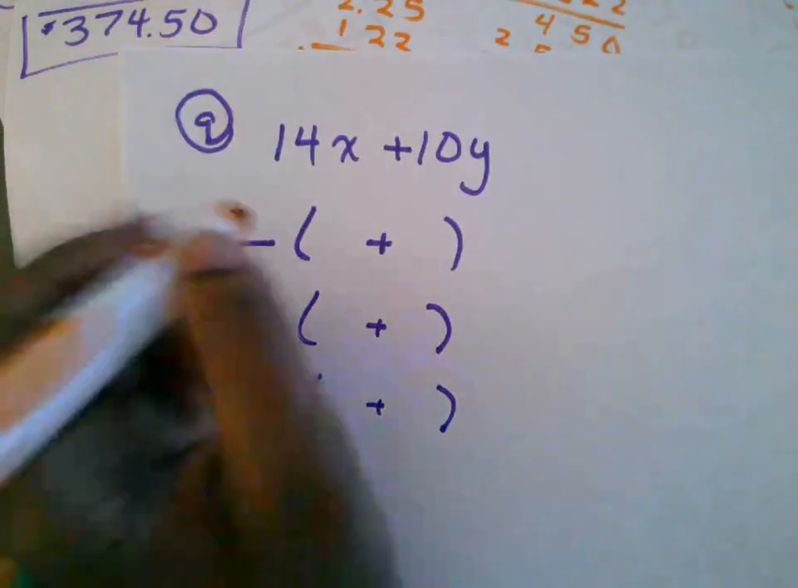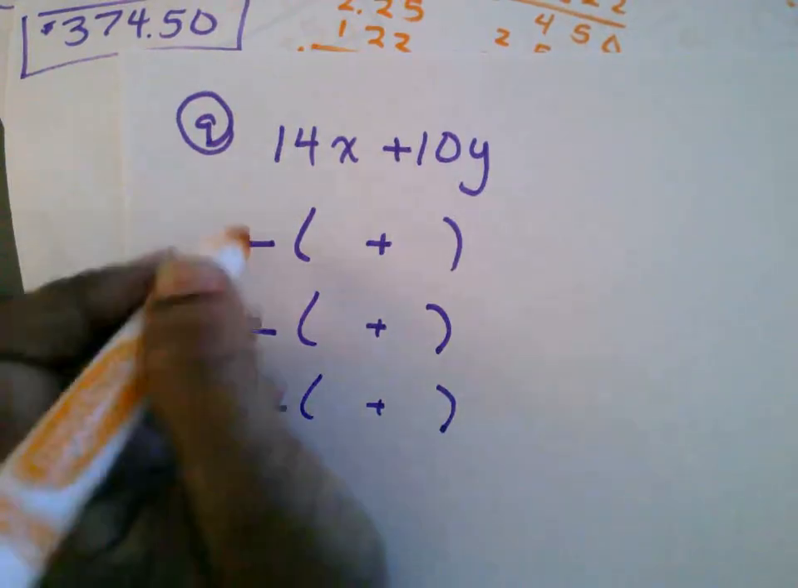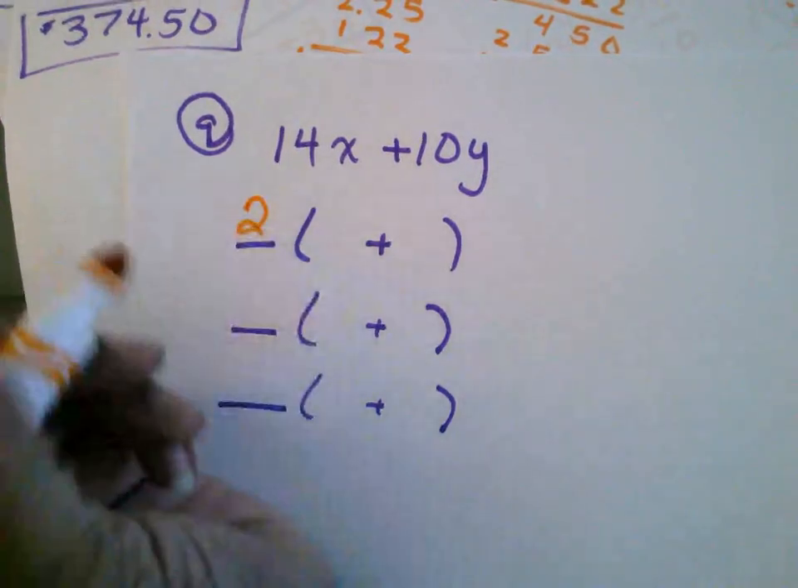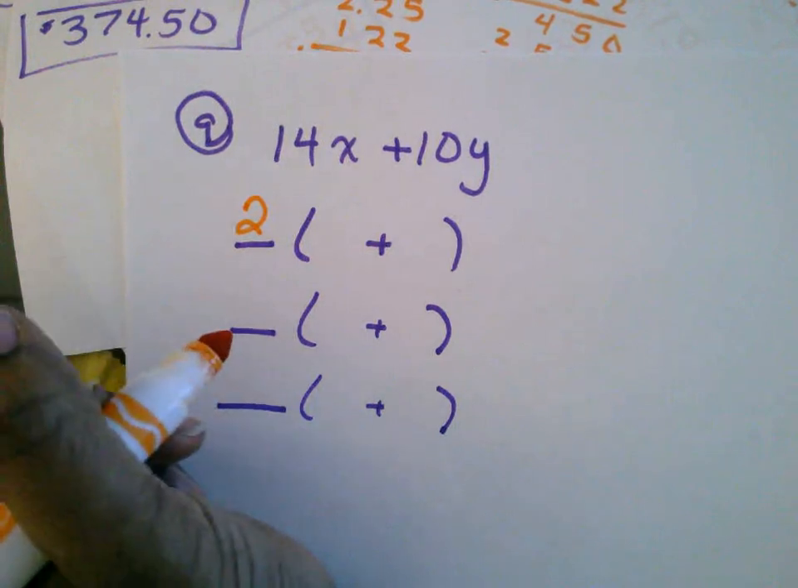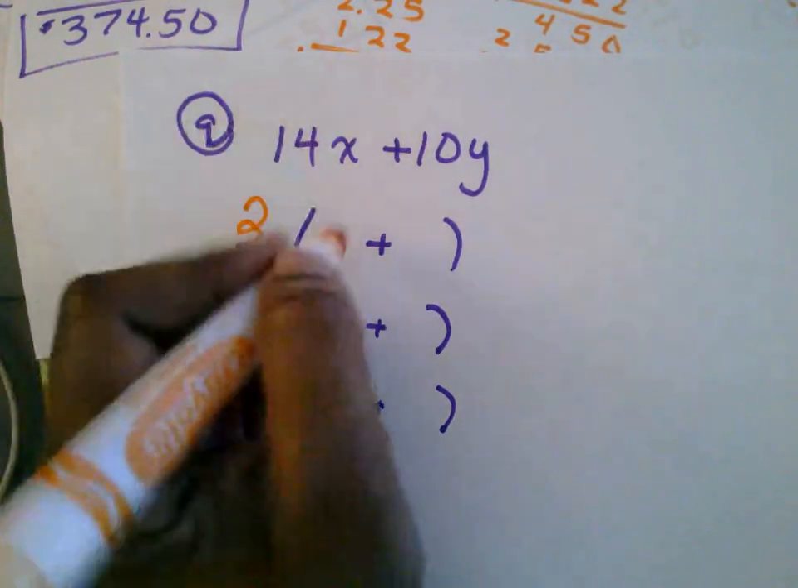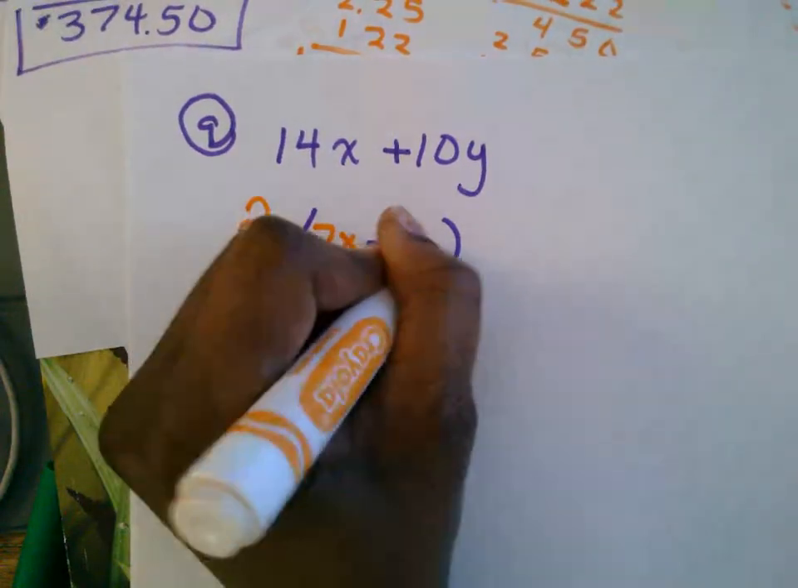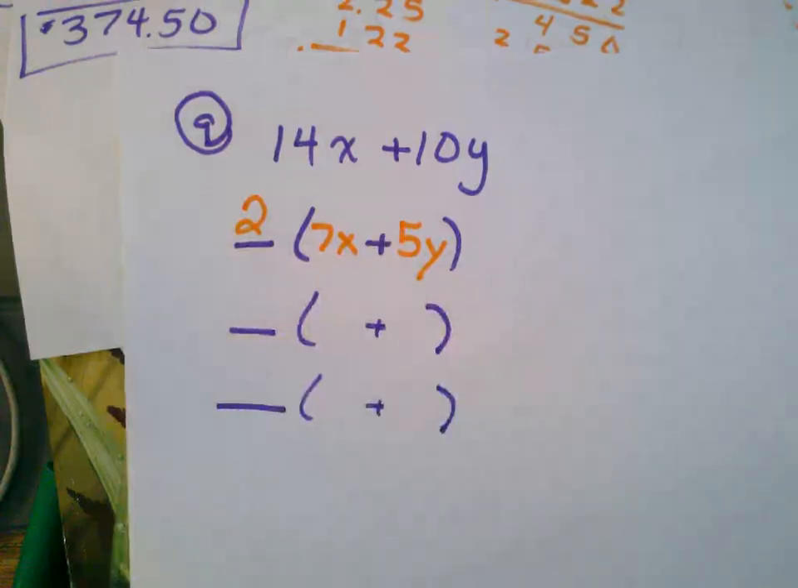All right, first one, let's divide by what number? I don't even know if we can get 2. Anything else though? We can't, huh? All right, so if we divide by 2, we're going to get 7x and 5y.